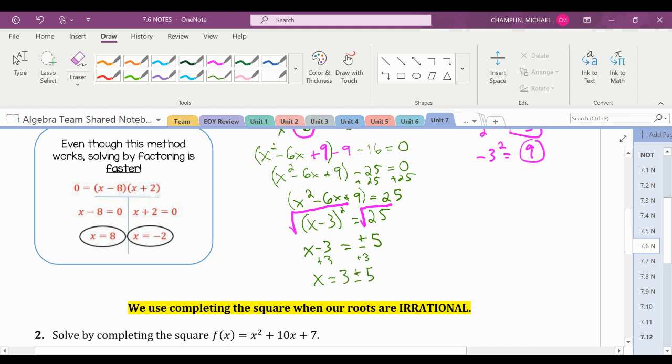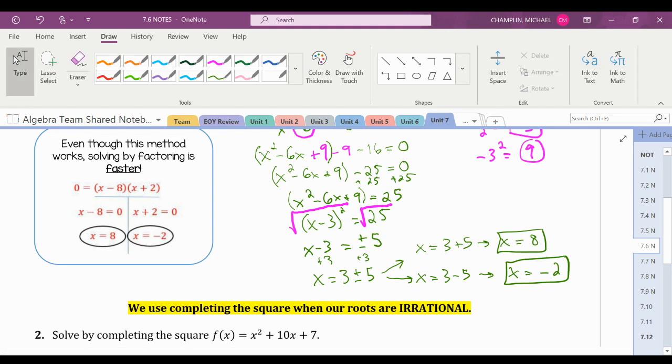I'm going to add 3 to each side, and now I have x equals 3 plus or minus 5. Well, what does that mean? That means that if x equals 3 plus 5, that means x equals 8. Also, x can equal 3 minus 5, which means x equals negative 2. And it works out. It's the same answer we got from factoring. All right? Hopefully that made sense.